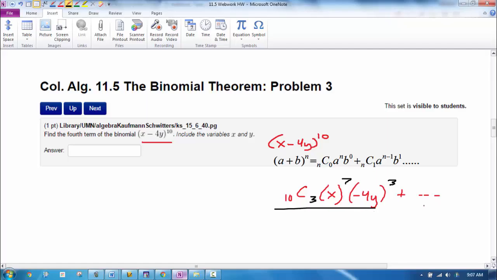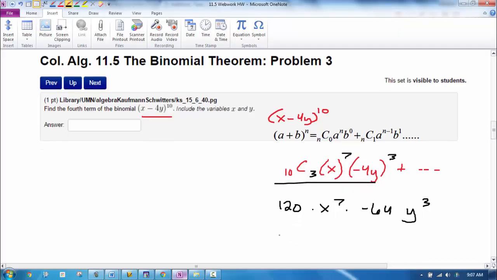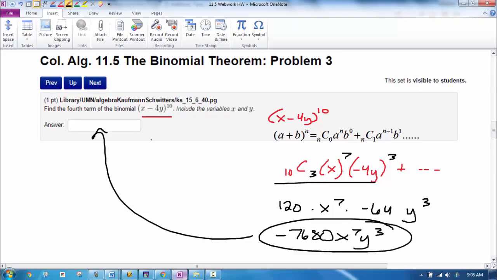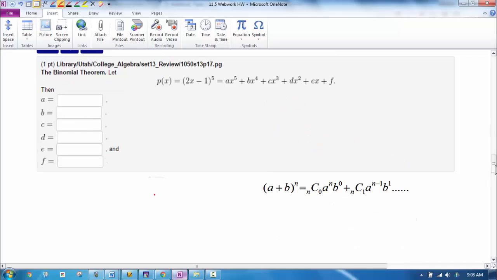We need to simplify this though. 10C3, if you do it in your calculator, gives you 120. X to the 7th times, and then negative 4 cubed is negative 64. Y cubed, if you cube both the negative 4 and the y. So then multiply negative 64 times 120, and you get negative 7,680 x to the 7th y cubed. That's your answer. Okay, the next problem wants us to fill this whole thing out.